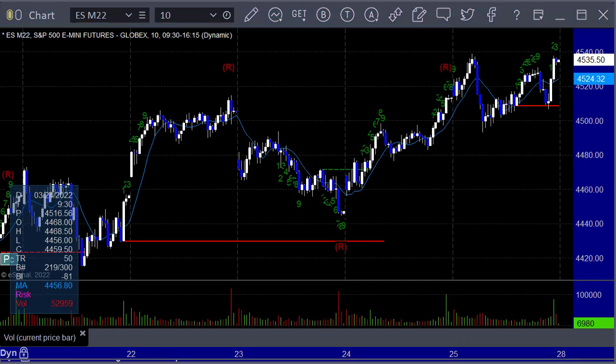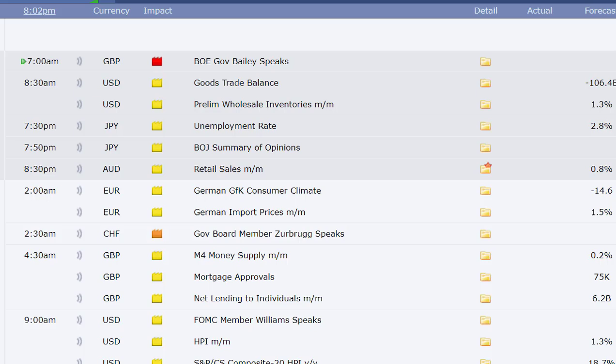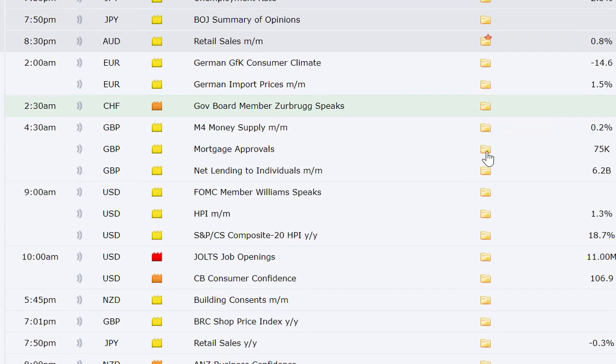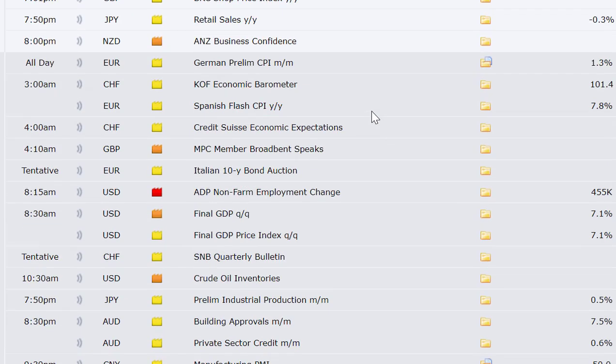So in terms of economic data coming out this week, there is some, and I'm going to be gone Thursday and Friday, but there is some. We got the goods trade balance here in the U.S. on Monday. There's nothing on Sunday anywhere in the world. Preliminary wholesale inventories. Japan's got their unemployment rate, et cetera, et cetera. Getting into Tuesday, we've got the housing price index here in the U.S., JOLTS job openings, consumer confidence, whatever else. So we got whatever, and then we're already into Wednesday, the ADP non-farm employment change, final GDP. We've got the Swiss National Bank announcement at some point in time, crude oil inventories here in the U.S.